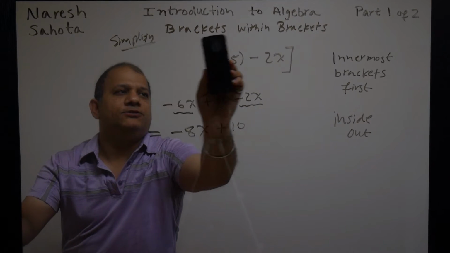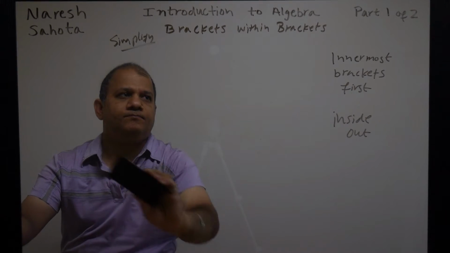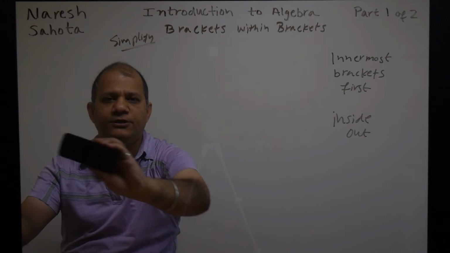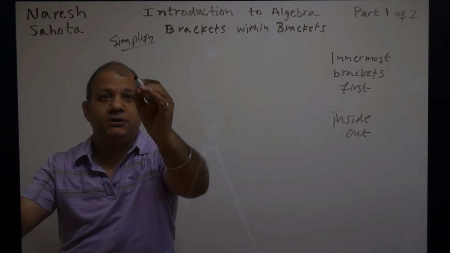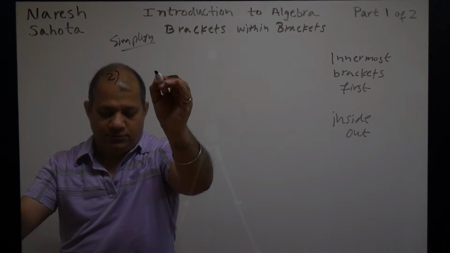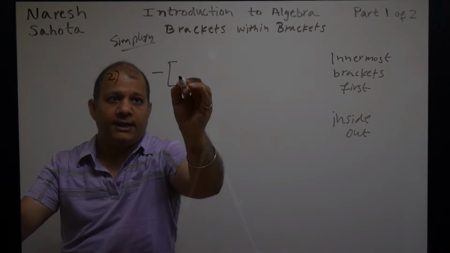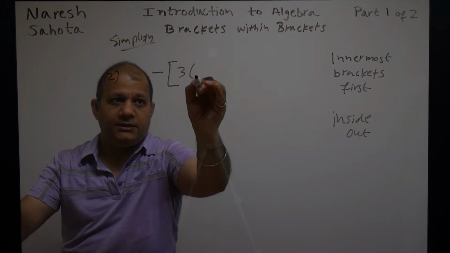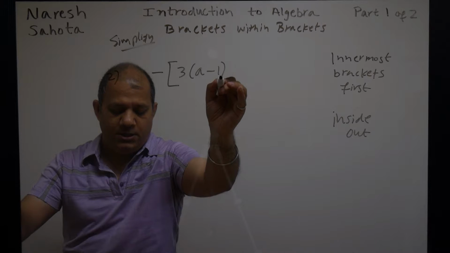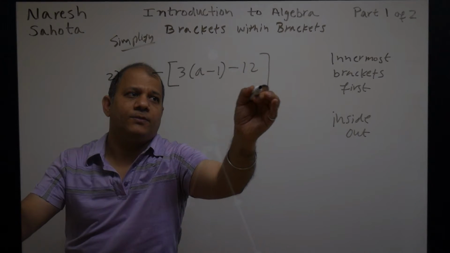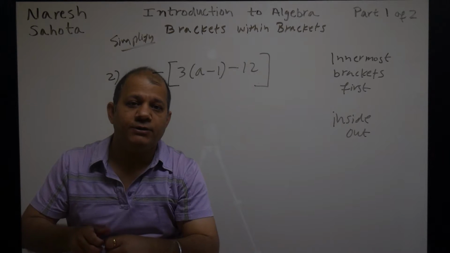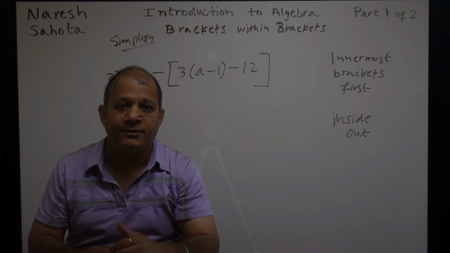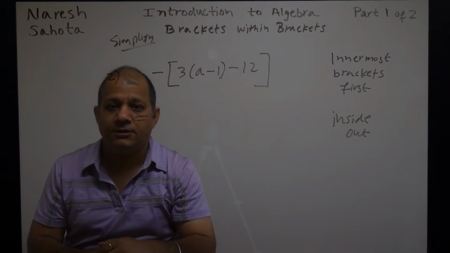Now, let's do another example. What you should do is practice on your own. Maybe write down the question. So example 2: negative square bracket, 3 times a minus 1, minus 12. Write down the question and do it, and then watch it together or compare your answer.